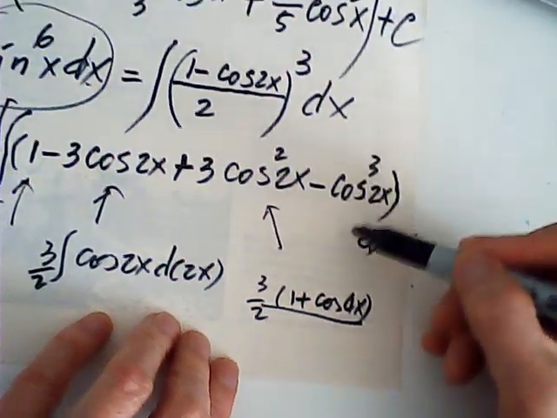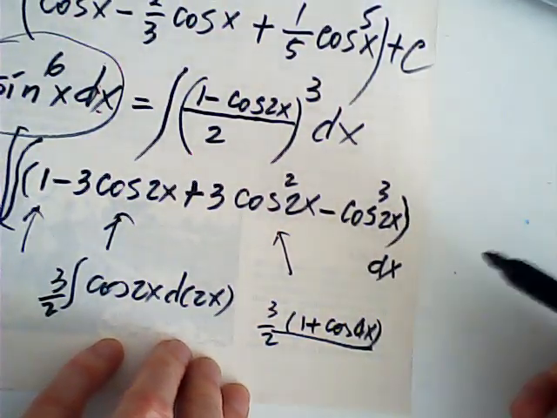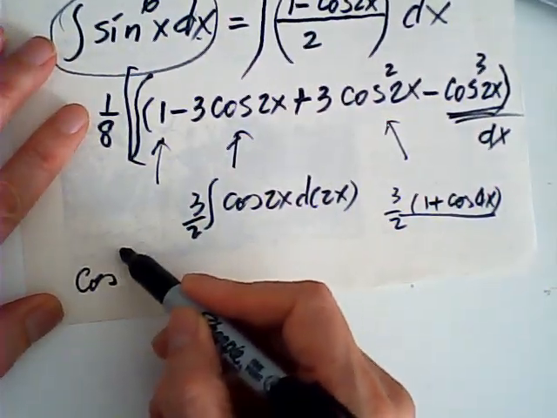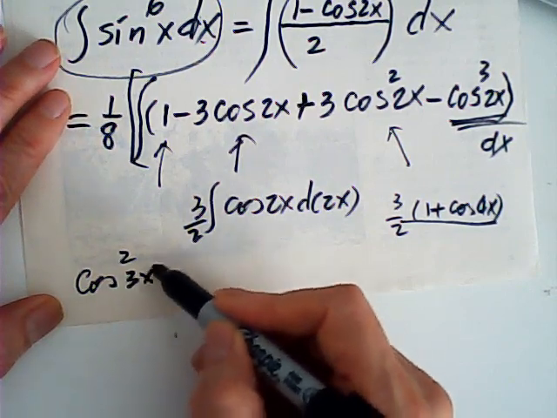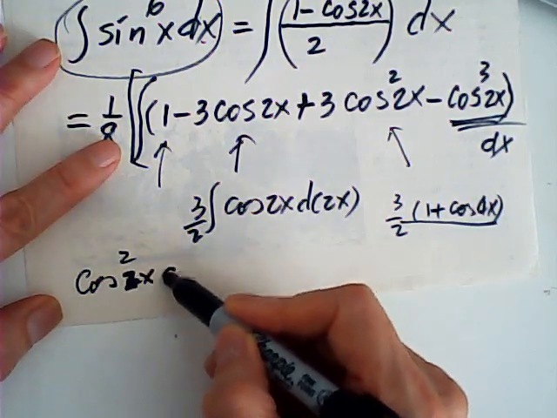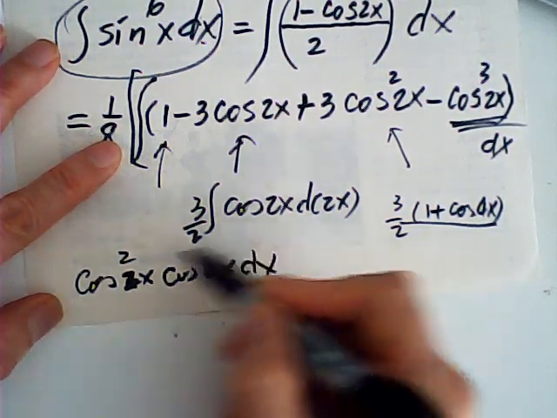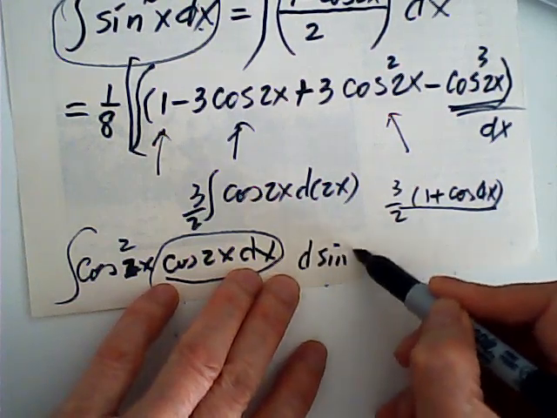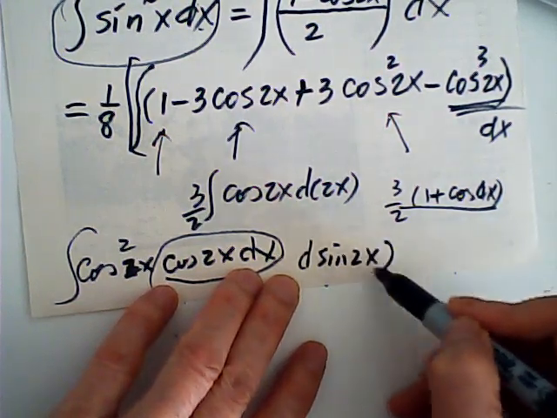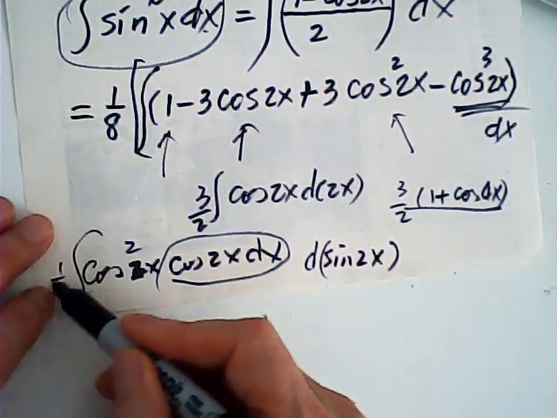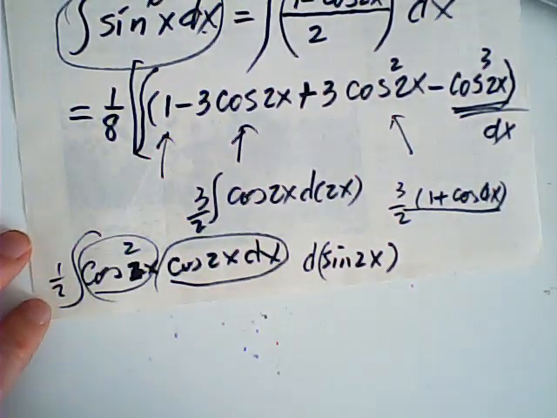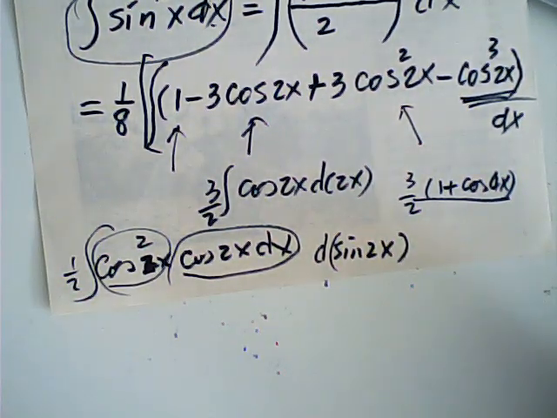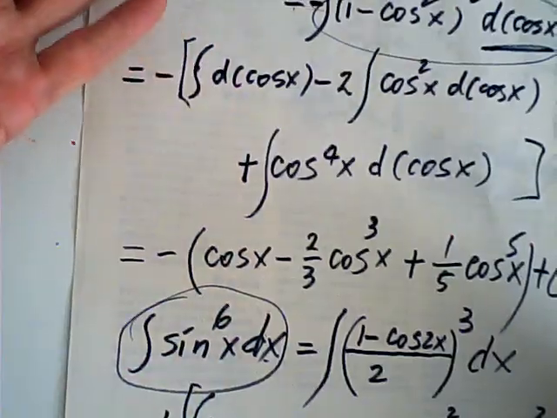This one, like dealing with the sine cube, change the structure. For this one, change it to cosine square 2x and cosine 2x dx. And change this one to sine. This one becomes d sine 2x, and put 1/2 outside. Then change this one to 1 minus sine square. So everything can be done.